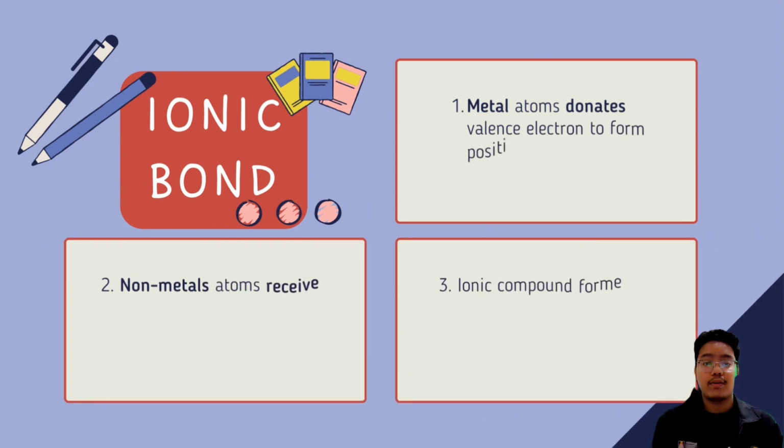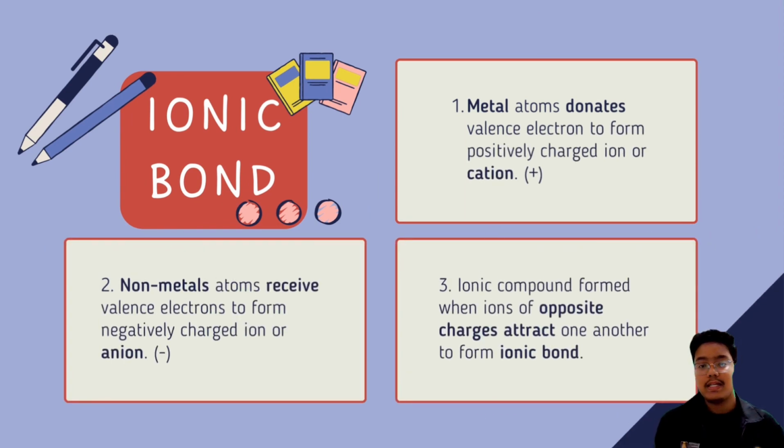Now we're going to take a look at ionic bond. The first one is metal atoms donate valence electrons to form positively charged ions, called cations. Number two, non-metal atoms receive valence electrons to form negatively charged ions, called anions. Last but not least, ionic compounds form when ions of opposite charges attract one another to form ionic bond.